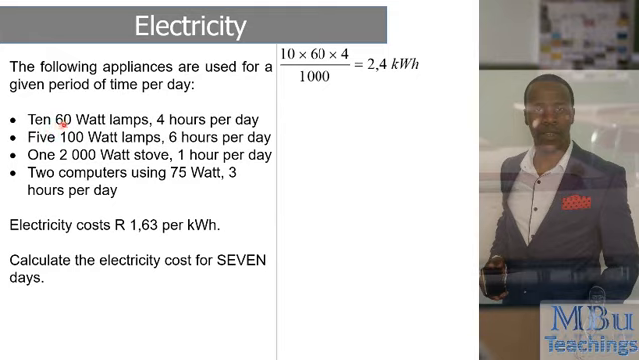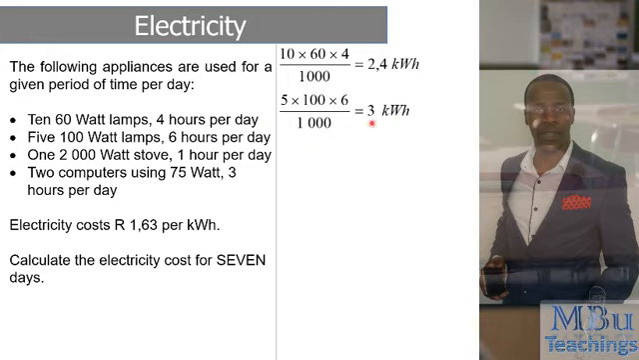So 10 times 60 for the day, that means times 4. Then you divide by 1000 because we need it in kilowatt hour. So let's divide by 1000. So we get it that way. Then let's move to the second one. 5 times 100 times 6 hours a day divided by 1000 as well.